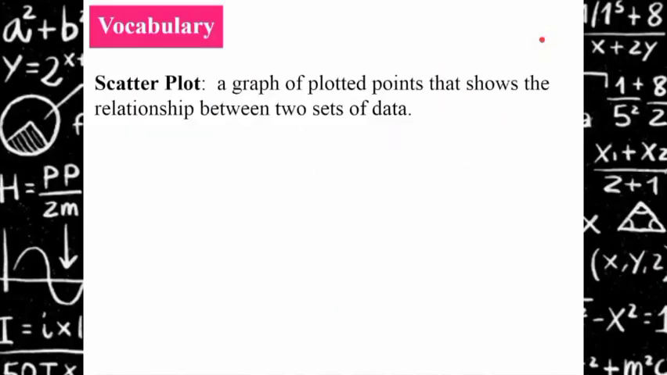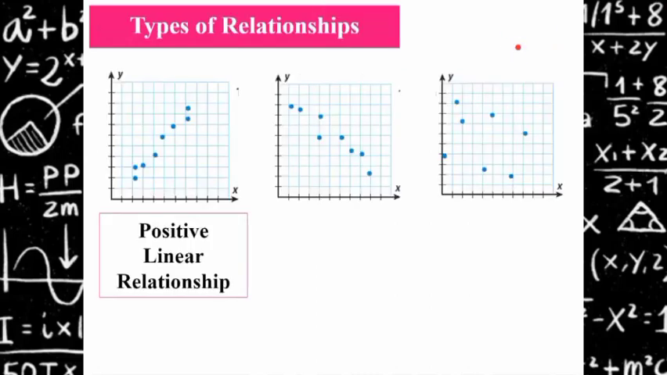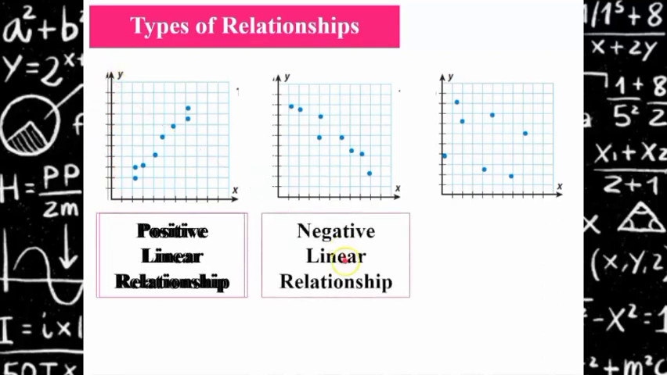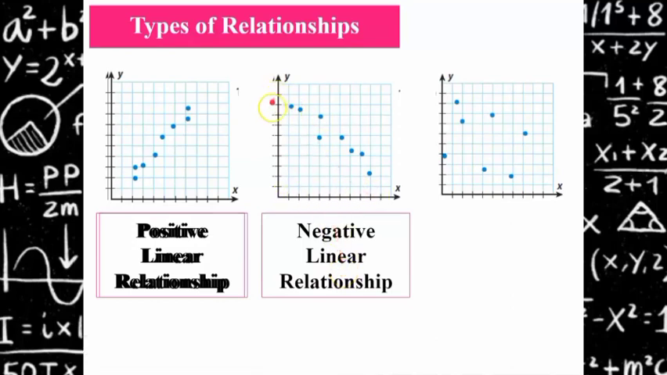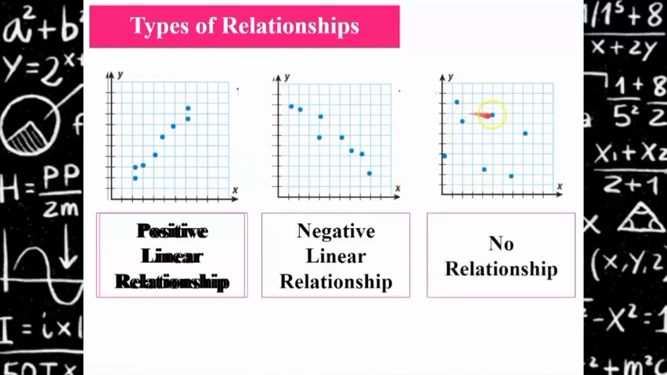Welcome to our lesson on scatterplots. A scatterplot is a graph of plotted points that shows the relationship between two sets of data. There are many types of relationships that could be displayed in a scatterplot. You could have a positive linear relationship showing that as x is increasing, y is also increasing. You could have a negative linear relationship which shows that as x is increasing, y is decreasing. You could also have a scatterplot that shows absolutely no relationship, that there is no pattern, that points are just scattered all over the graph.